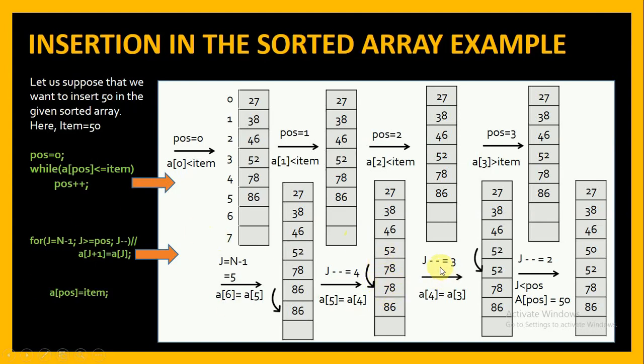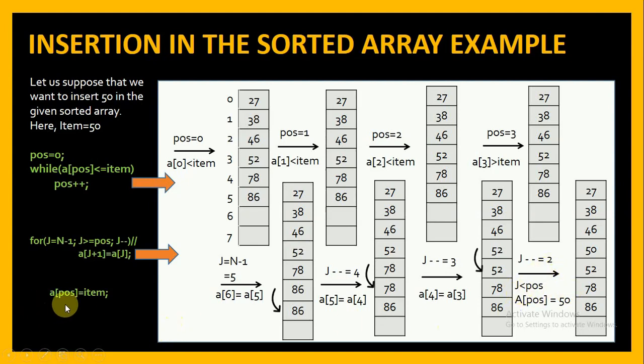So again J minus minus. So A4 is equal to A3, which means A3 is copied to A4. And again J minus minus. Now J will become 2 and position is 3. The position which we calculated was 3. So 3 is not less than 2. So the loop will break.